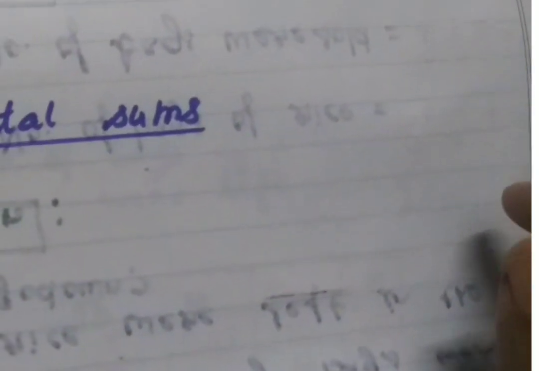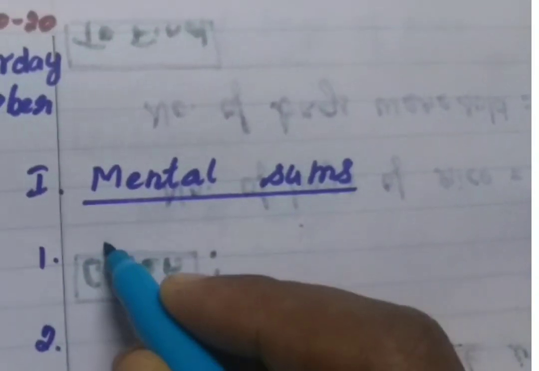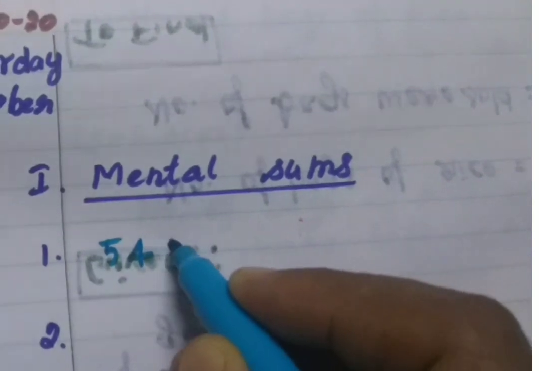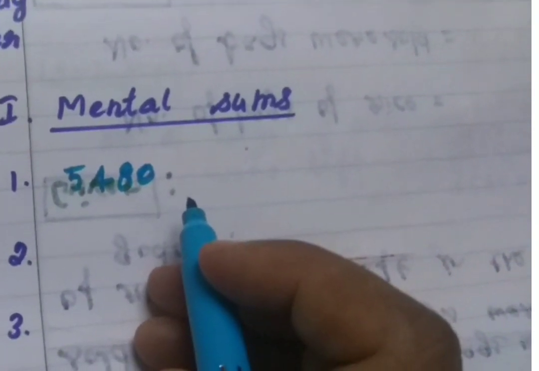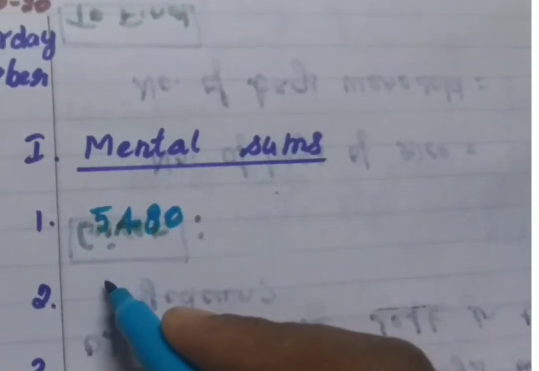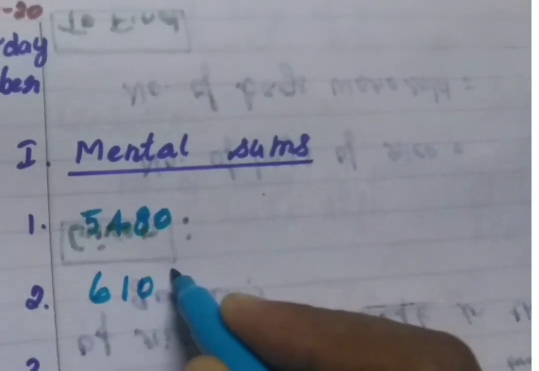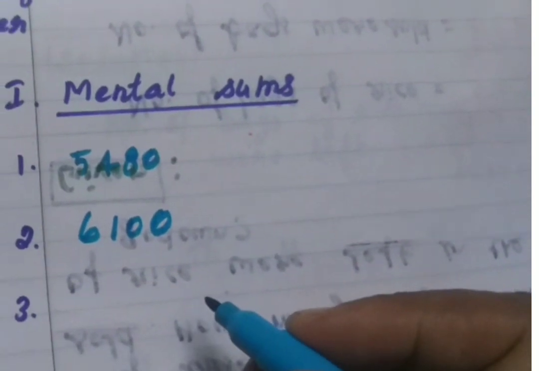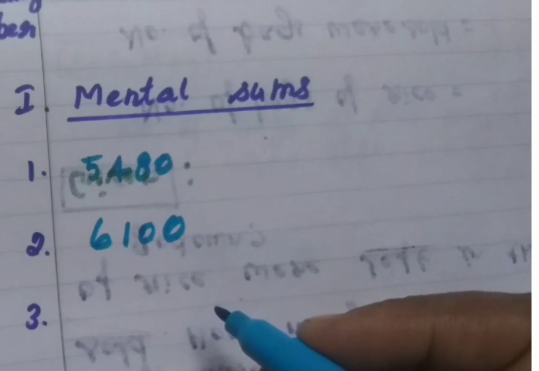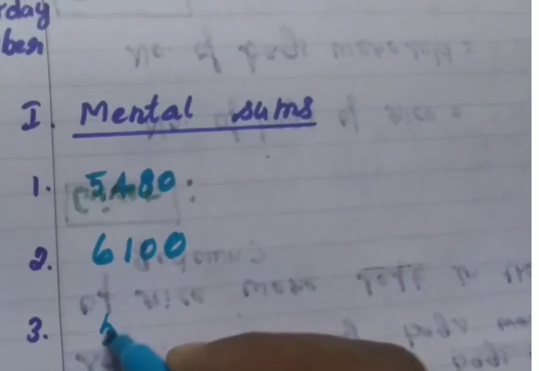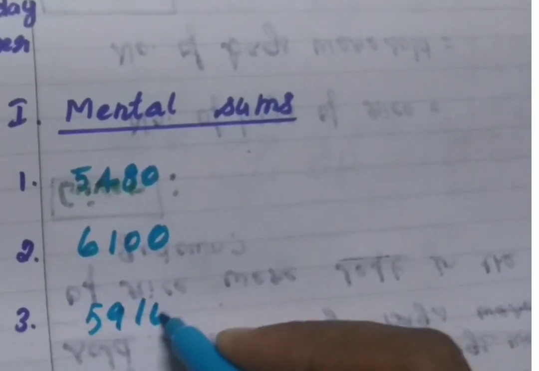Students, all of you check your mental sum answers. The first sum is 5,470 plus 10. So the answer is 5,480. Plus means after. And 6,000 plus 100, so 6,100. And the third sum, 5,920 minus 10. You should concentrate on the tens place, so 5,910.